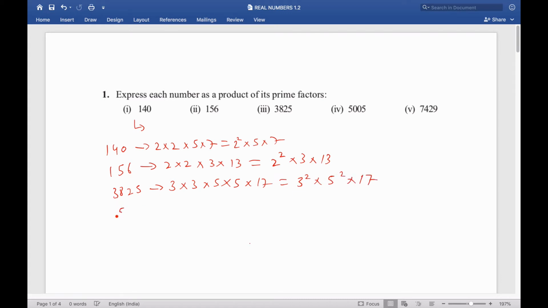Fourth part, 5005. This can easily be factorized as 5 into 7 into 11 into 13. Next we have 7429. So this will give me 17 into 19 into 23. All of them are prime numbers.